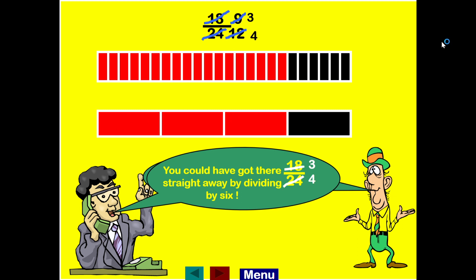By the way, we can simplify 18 over 24 by 6 because 6 is the highest times table in which you'll find 18 and 24. So 18 and 24 are in the 6 times table, and you can divide both numbers by 6 to get 3/4.